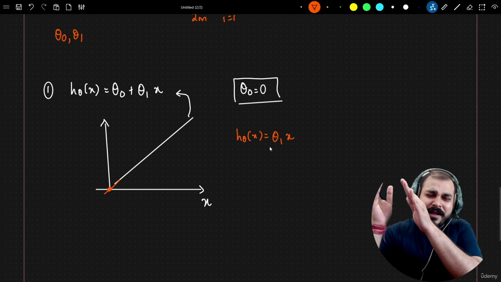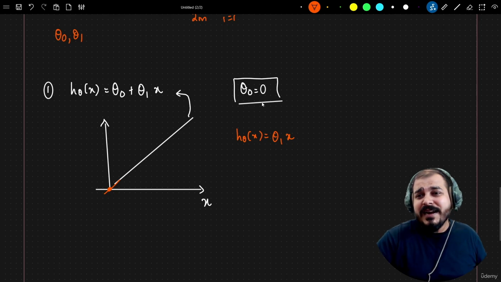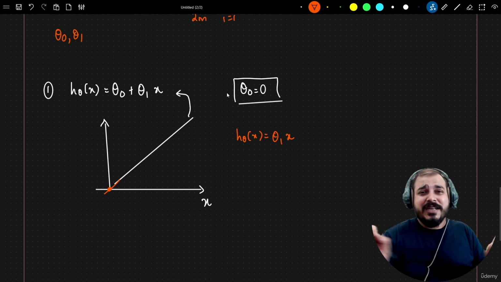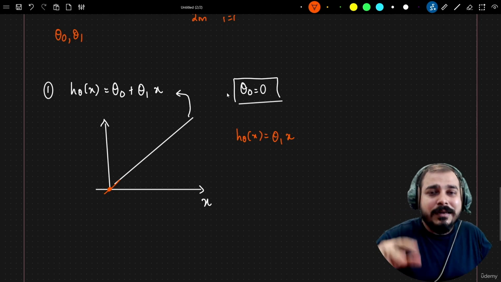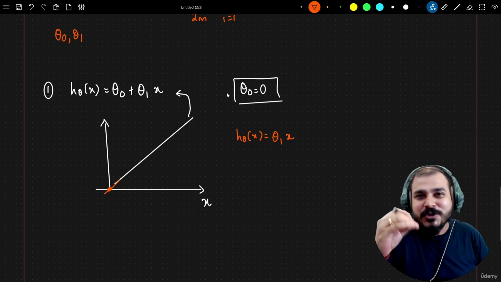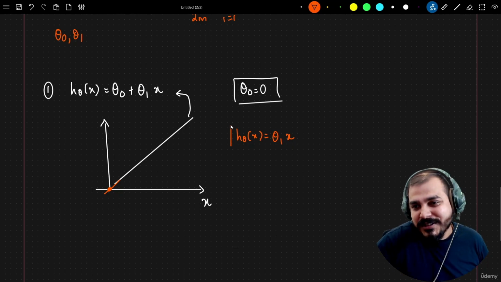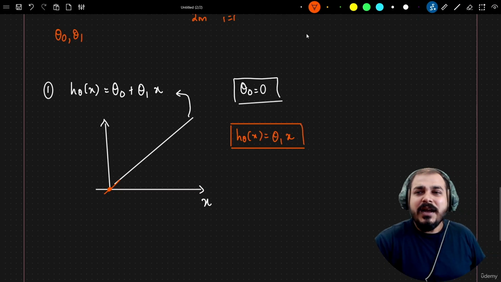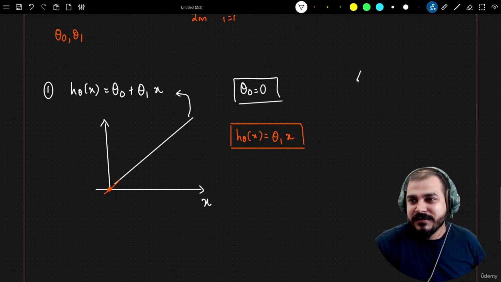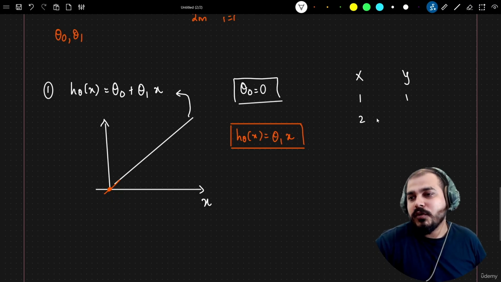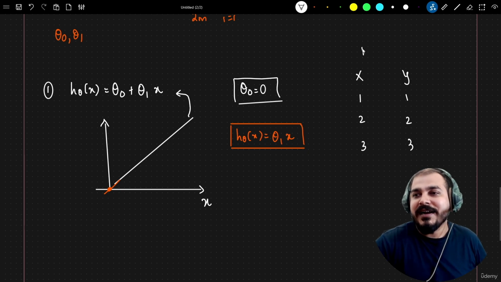Let's consider that what I am doing over here, my line is passing through the origin. I'm just considering it so that I can draw cool 2D diagrams to make you understand more in depth. So currently I'm going to use this specific equation. Now let's consider some data points. Let's say this is my x and y. I'm just going to write 1, 1, 2, 2, and 3, 3. Let's consider that this is my entire data set.